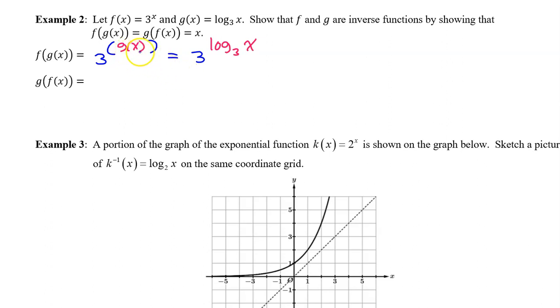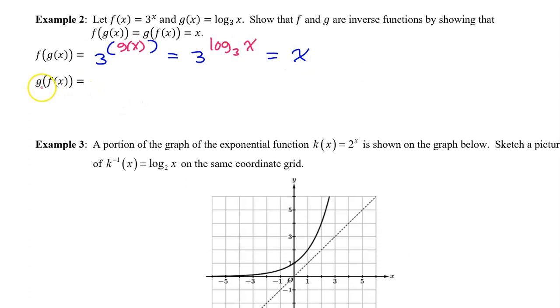But then g of x is log base 3 of x. Log base 3 of x is the exponent that turns 3 into x. So here we have a 3, and this is the exponent that turns 3 into x. So the answer is going to be x. Alright, in practice when we look at this we think the base 3 and the log base 3 cancel each other out and you get x.